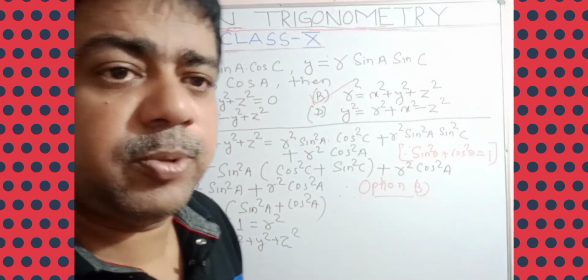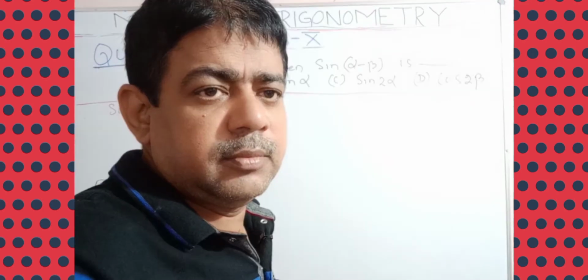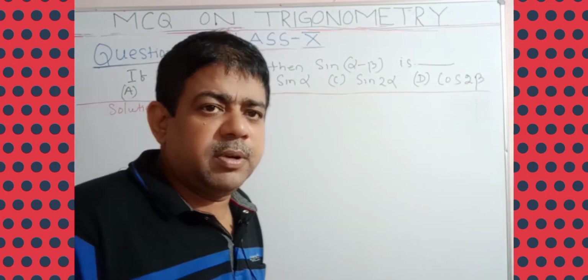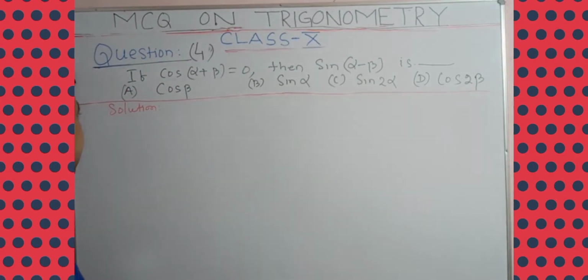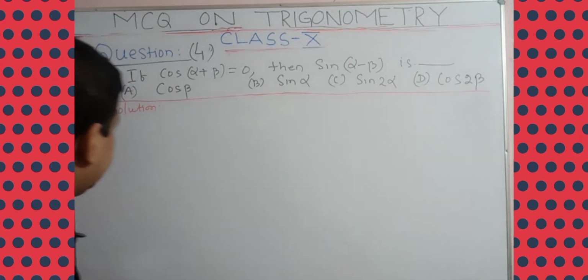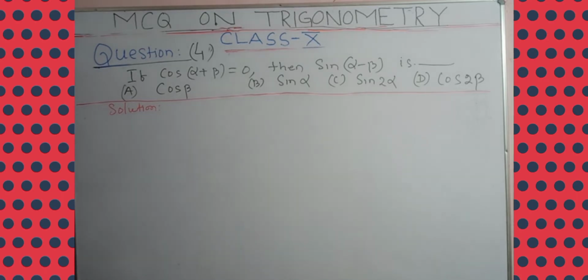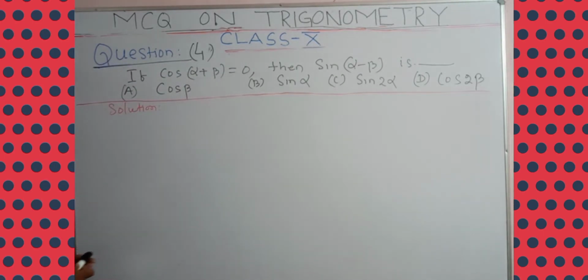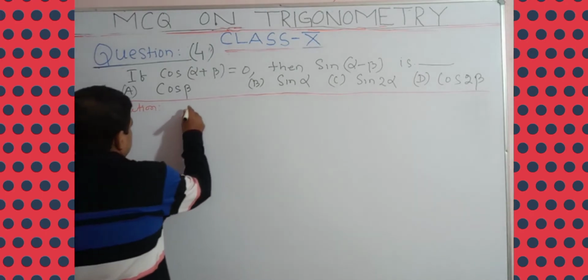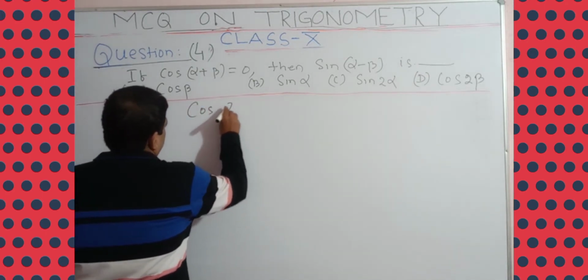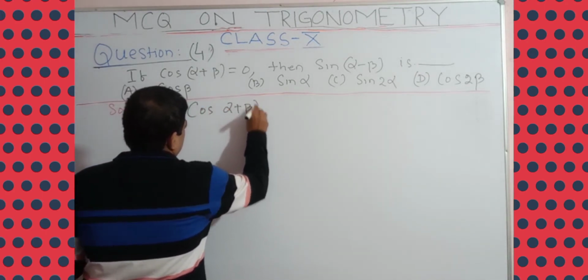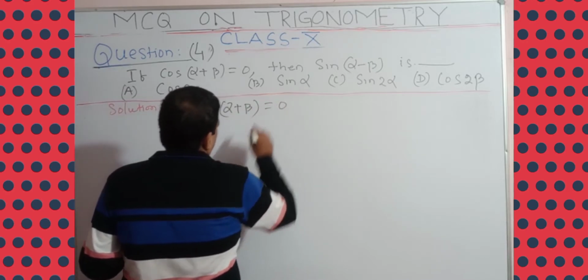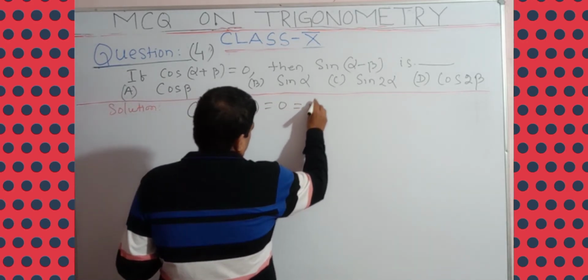Okay, just you follow it. So question number 4. Question number 4 is that if cos alpha plus beta is equal to 0, then sin alpha minus beta is: option A cos beta, option B sin alpha, option C sin 2 alpha, option D cos 2 beta. Let's see. Okay, so here given cos alpha plus beta is equal to 0.